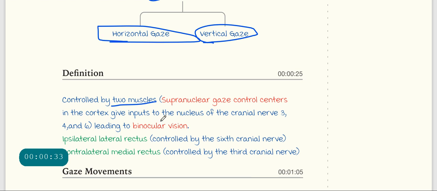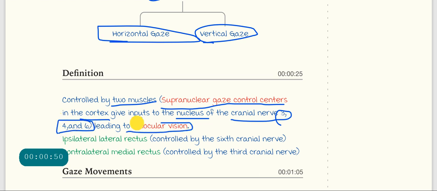Okay. So supranuclear gaze controls the center, which is in the cortex, and gives input to the nucleus of the cranial nerve 6, 4 and 3. Okay, which leads to a binocular vision. Very important, students. So it controls two muscles.